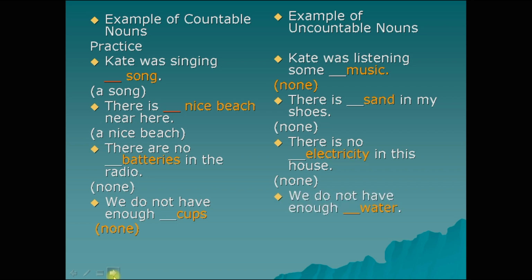We do not have enough water. What is the answer? A, an, or none? Correct, none. Why? Because water is an uncountable noun. So we can use a and an with singular countable nouns.